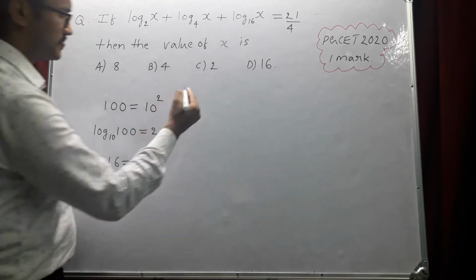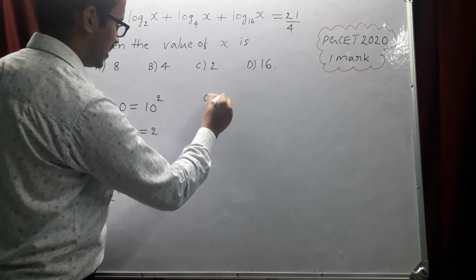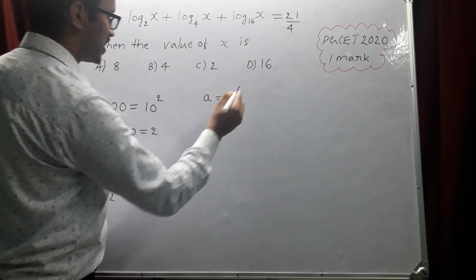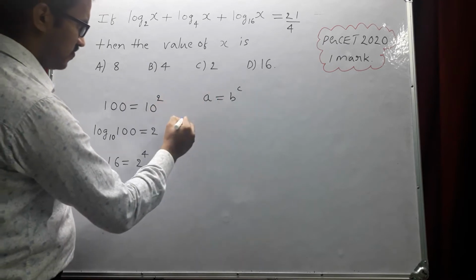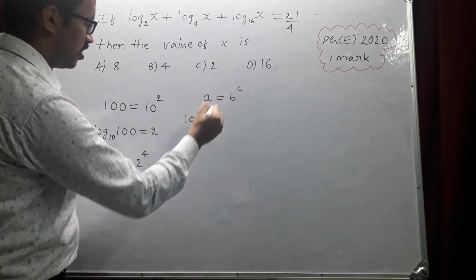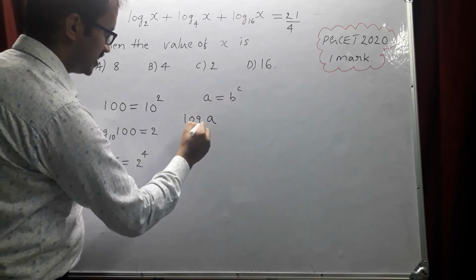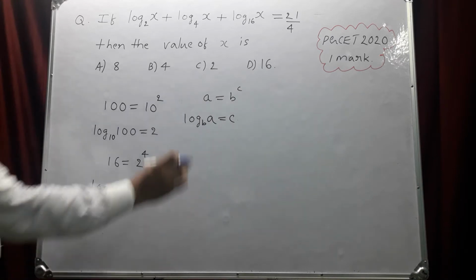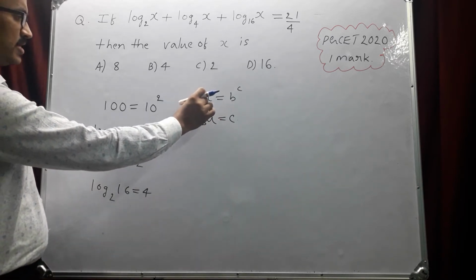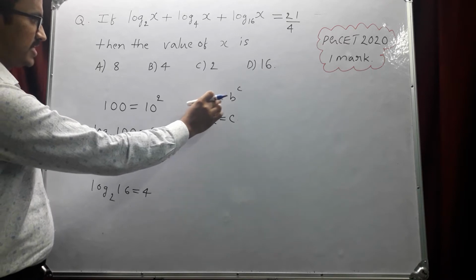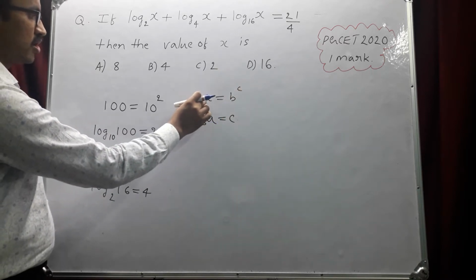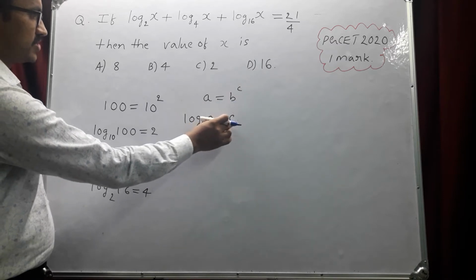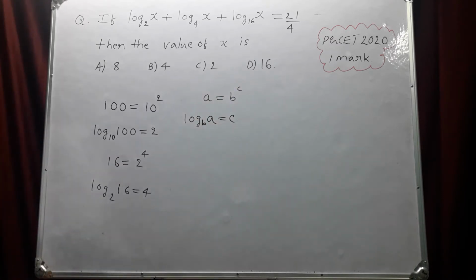In general, if we can write any number a is equal to b power c, then in terms of log, log a to the base b, we can write it as c. Okay, so this is the use of logarithm. If any number we can express in the form a is equal to b power c, then log a to the base b is equal to how much? That is c. And some of the properties of log we are going to use in this problem.